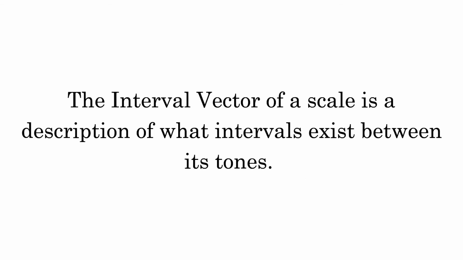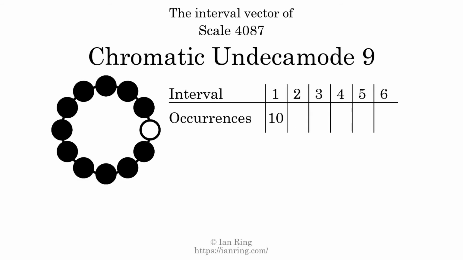The interval vector of a scale is a description of what intervals exist between its tones. There are 10 intervals with the size of one semitone. They are here, here, here, here, here, here, here, here, here, and here. There are 10 intervals with the size of 2 semitones. They are here, here, here, here, here, here, here, here, here, and here.